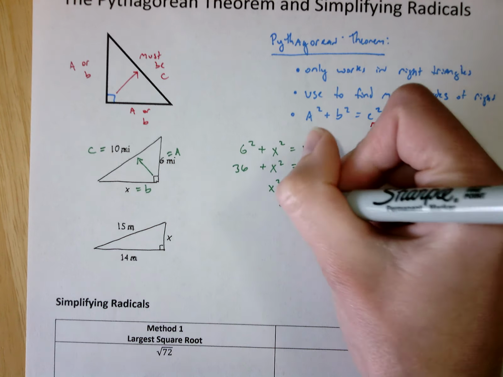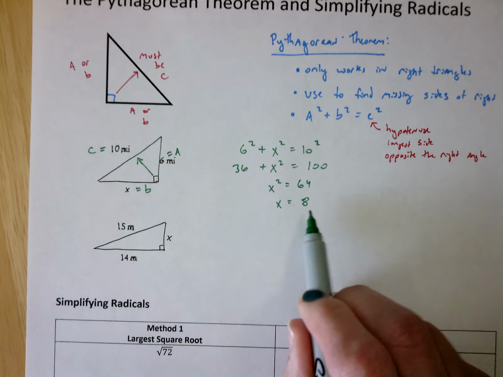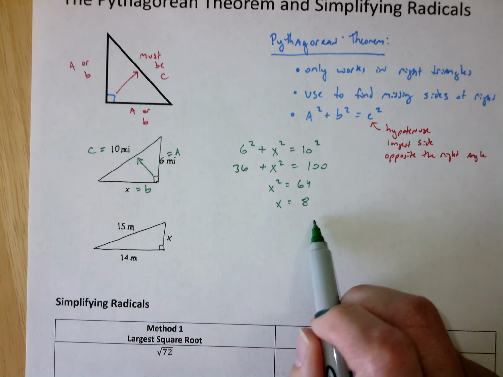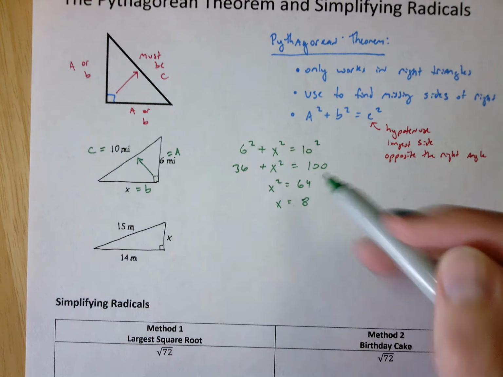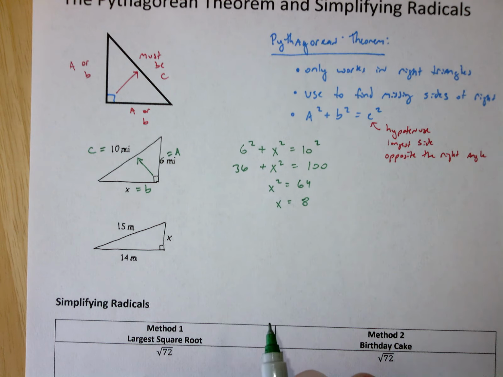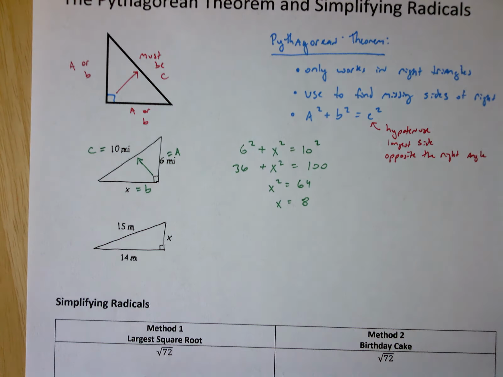And then I'll square root both sides to get the x by itself. Technically, it's x equals positive or negative 8, but we can't have a side length of a triangle that's negative 8. That doesn't make sense. So it's just x equals 8. Okay, so this side of this triangle right here is 8 units long. Okay, so not too bad. Let's do this next one.